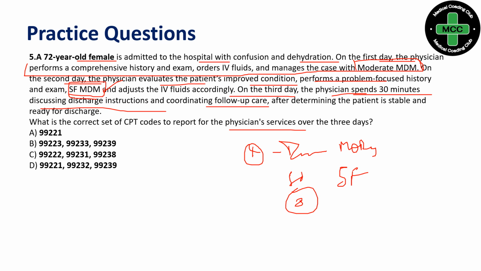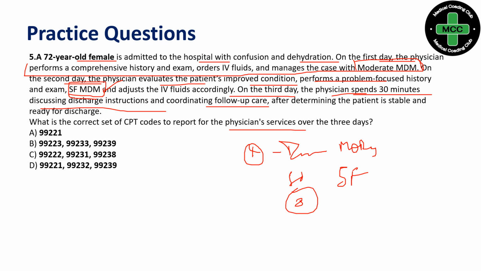So you have to code from the inpatient discharge codes, as I said, based on time. For less than 30 minutes we have one code, and for more than 30 minutes we have one code. So we have to check those codes and give the answer. So if you see here, 99222, 99231 and 99238. So I will not answer this question.